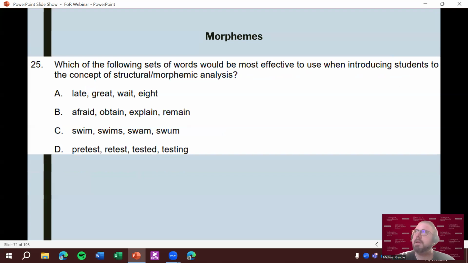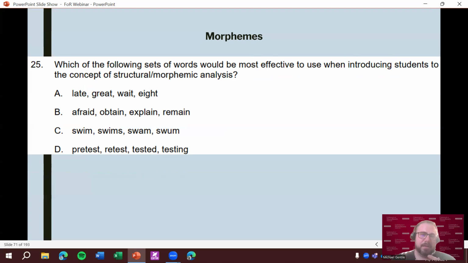Last question with this one. Let's get one in on morphemes. Go ahead and pause here. The correct answer is D. Remember that word matrix that I showed you? Only one of these can fit inside that word matrix, right?